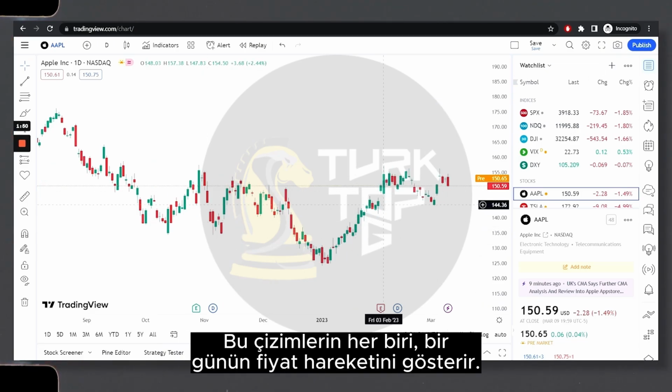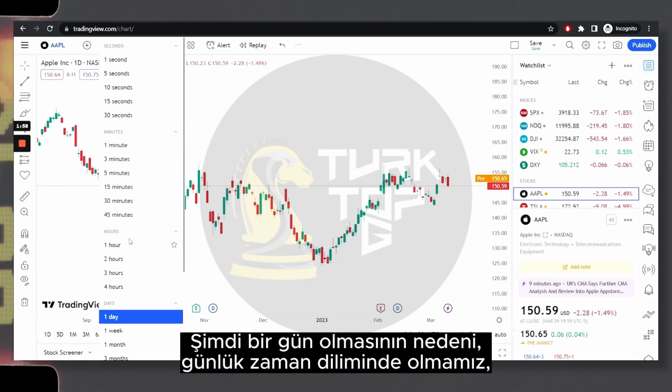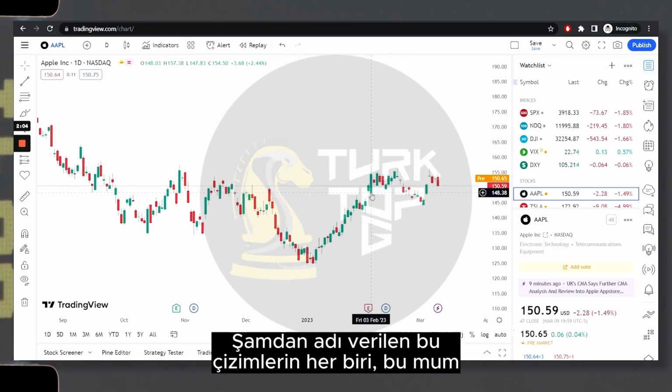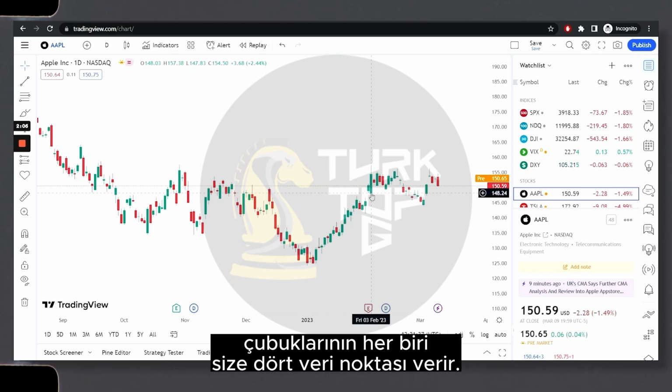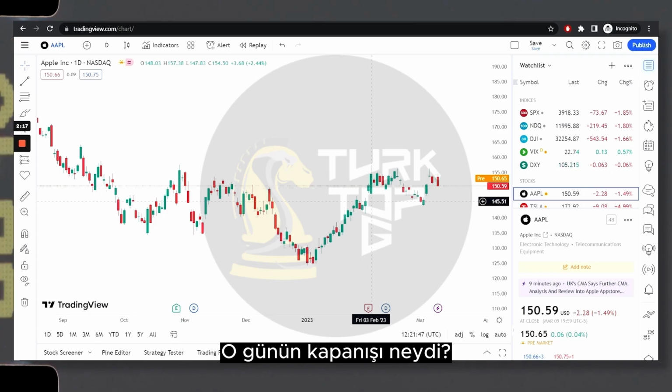Each one of these drawings shows the price action of a day. The reason it's a day is because we're on the daily time frame. You can obviously change it to 1 hour, 15 minutes, whatever you like. Each one of these drawings, which is called a candlestick, gives you 4 data points: where the price opened that day, what was the high of that day, what was the close of that day, and what was the low of that day.